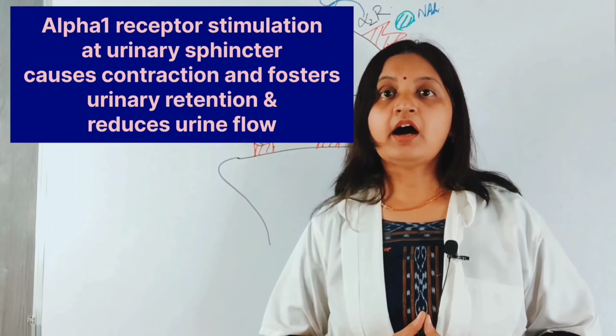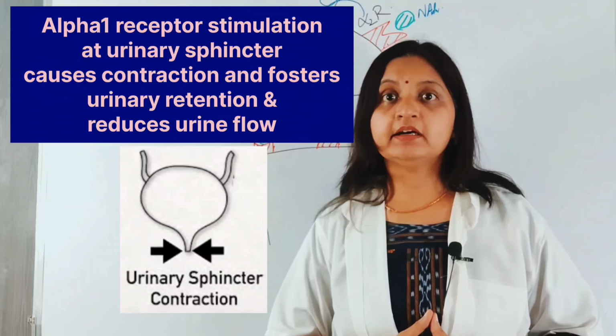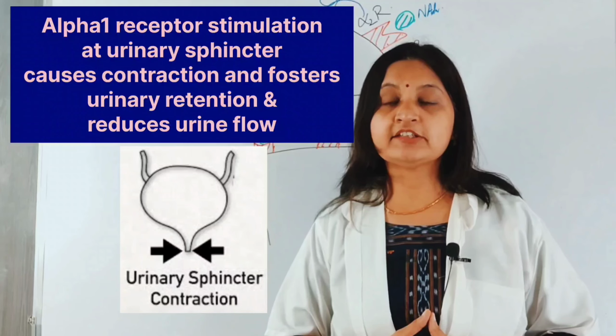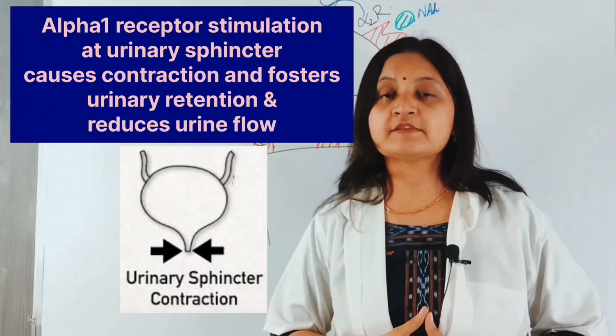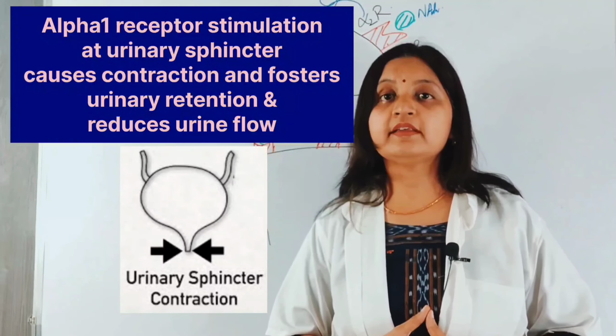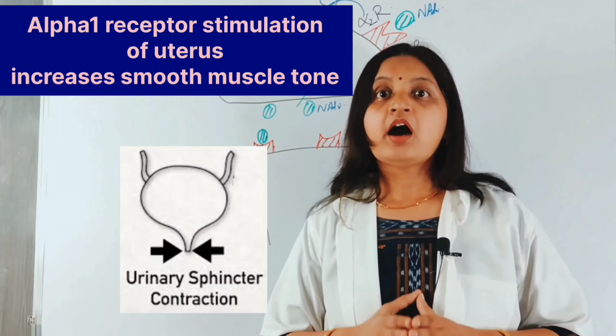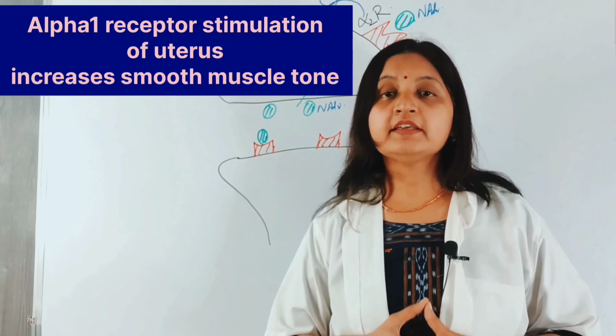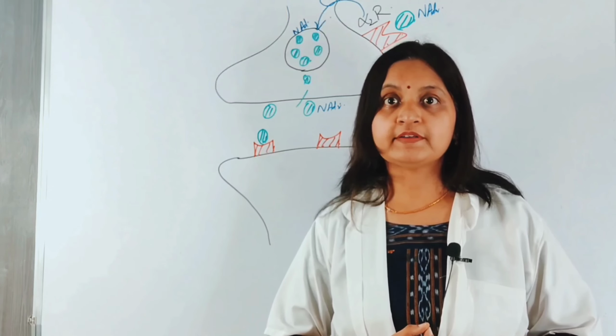Next site. Alpha 1 receptors are located in the urinary sphincter, and stimulation of alpha 1 receptor leads to contraction or closure of the sphincters, and this fosters urinary retention and decreases urinary flow. Alpha 1 receptors present in the uterus are responsible for increased smooth muscle tone of the uterus.